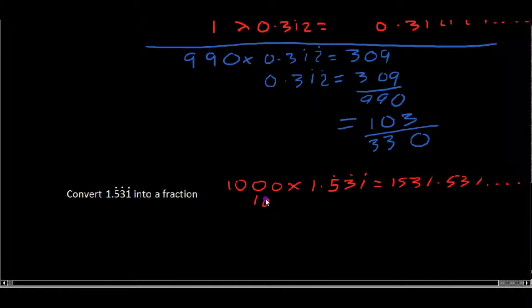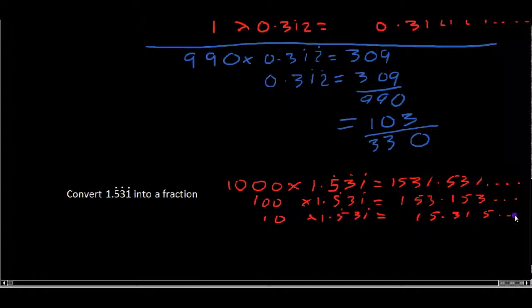If we do 100 times, we get 153.153, and so on. You do 10 times, 1.531 recurring, we'll get 15.315, and so on. And we still haven't got anything matching. How about we do 1 times? Let's hope something matches, otherwise we're going to have to do more timesing.